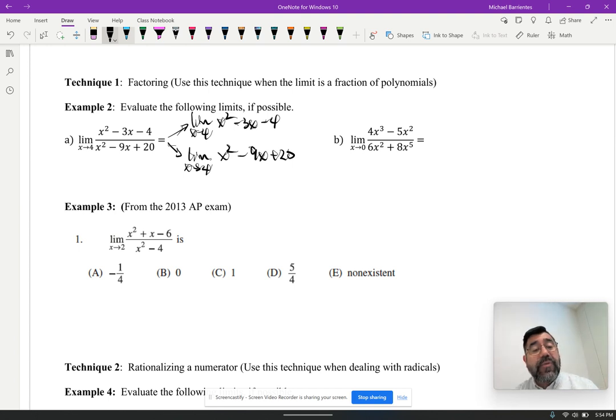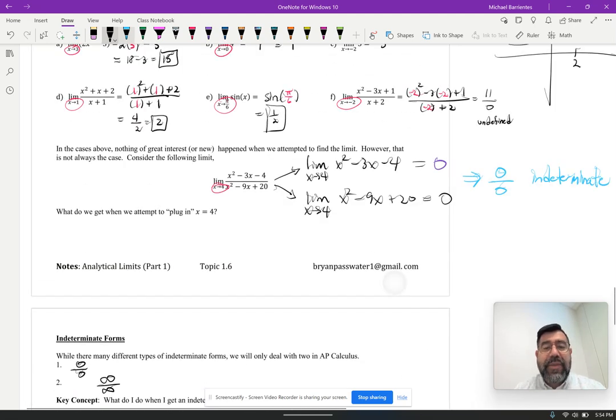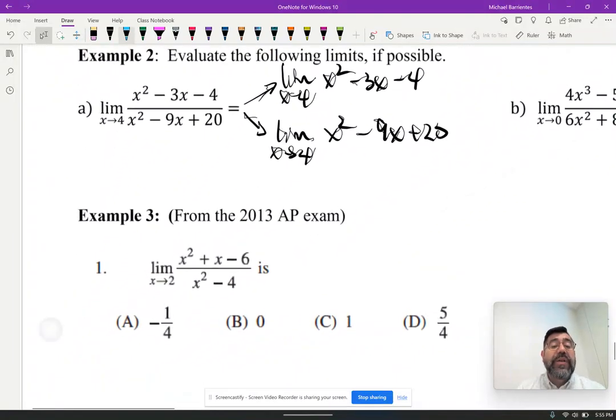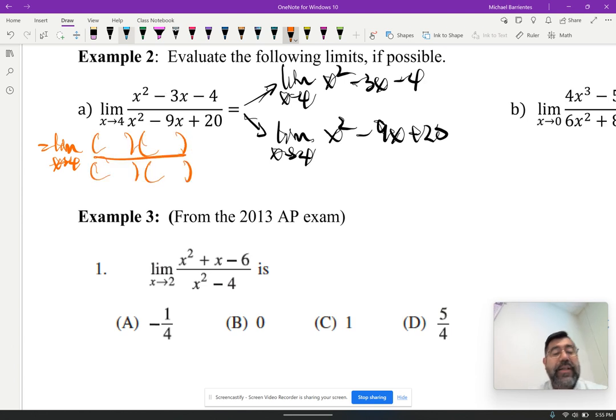If you substitute 4, you are going to get 0 over 0. That's what we got, and that was the same example we had over here, right? That's the same example that we had over here. Okay, so what we're going to do is try to factor. So we're going to take the same limit, but this time, as x approaches 4, we're going to factor the numerator and we're going to factor the denominator.